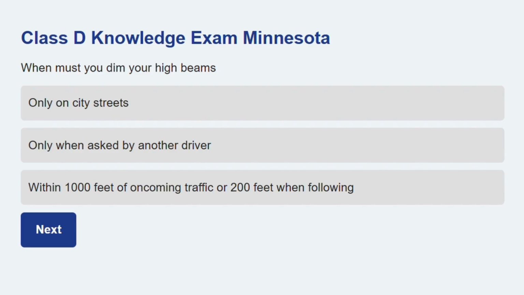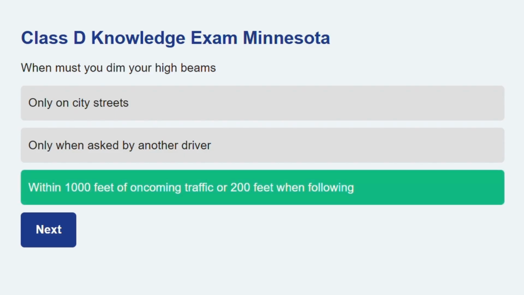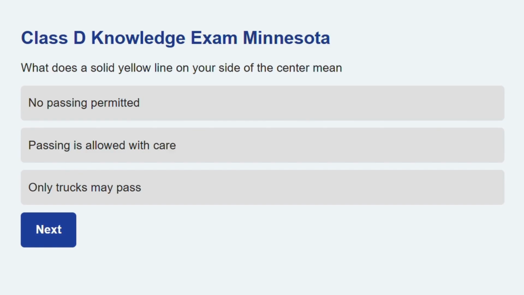Let's continue. When must you dim your high beams? Within 1,000 feet of oncoming traffic or 200 feet when following. These specific distances give you enough time to switch to low beams and prevent temporarily blinding other drivers, which could cause an accident.